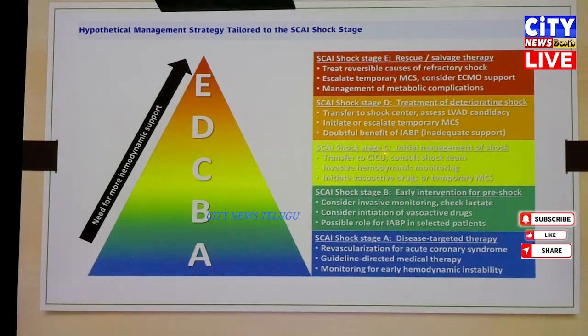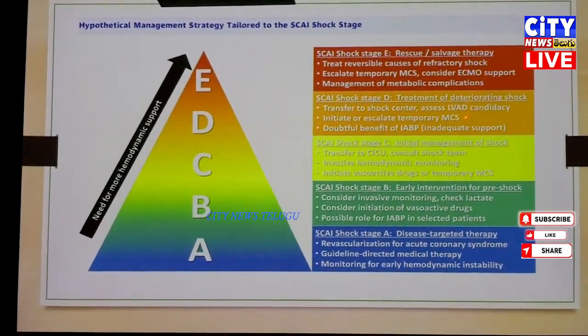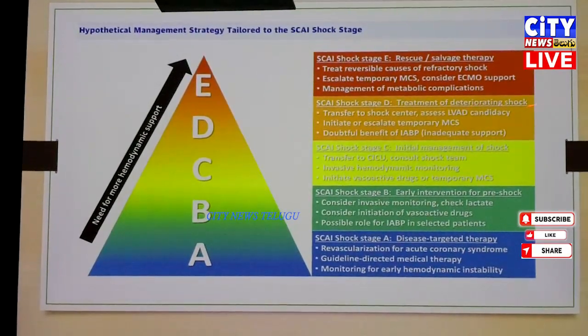In stage C, we have to shift the patient to a cardiac ICU and take the consultation of the shock team. We have to go for invasive hemodynamic monitoring, and start dopamine, milrinone, whatnot, all the inotropic drugs and the vasopressors. Next comes stage D. If the patient is in this stage, after consulting the shock team, we have to shift the patient to the shock ICU, and there comes the role of mechanical circulatory support.